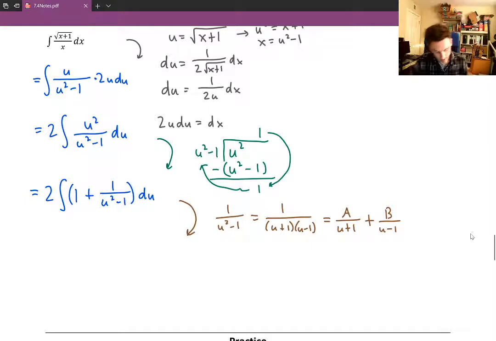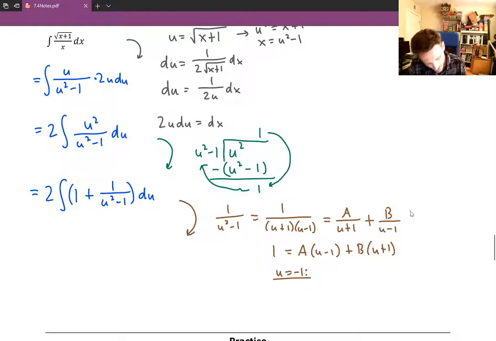Then we would multiply both sides of the equation here by u plus 1 times u minus 1, and we'll get 1 equals a times u minus 1 plus b times u plus 1. Now we can plug in specific values for u to get rid of all the undetermined coefficients except for one of them. So we can plug in u equals -1, which would get rid of b and just leave us with a.